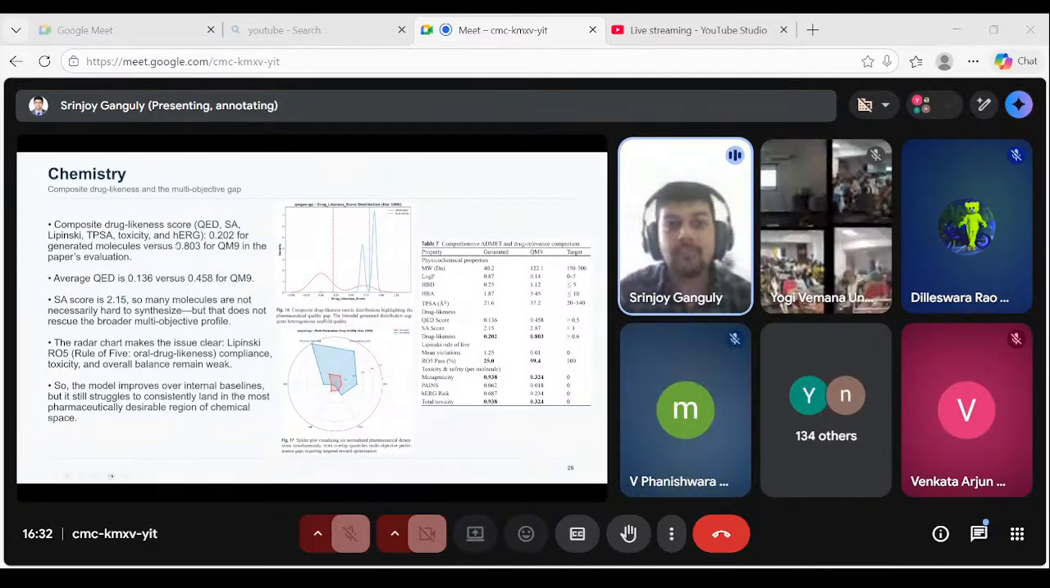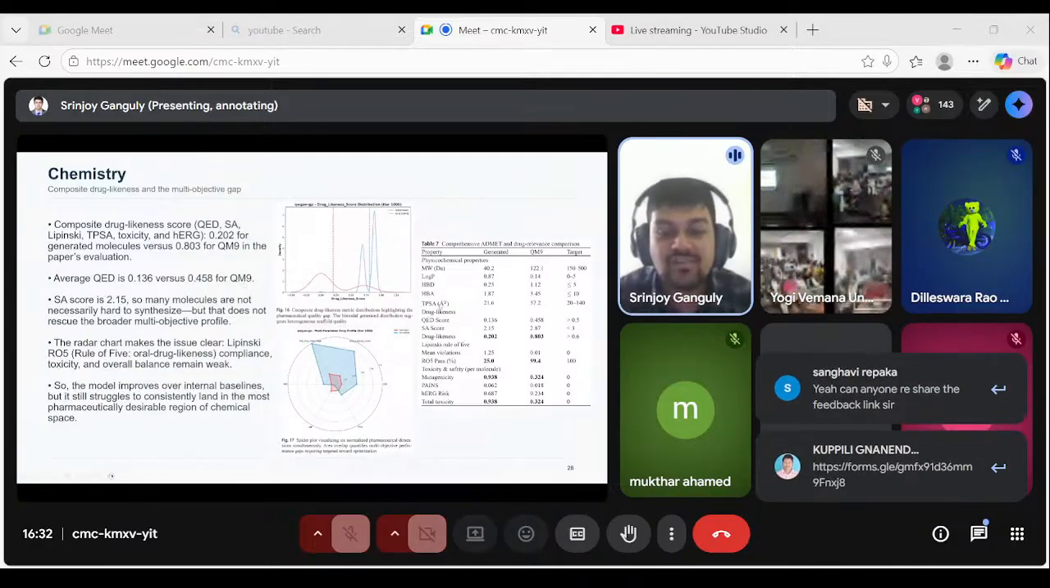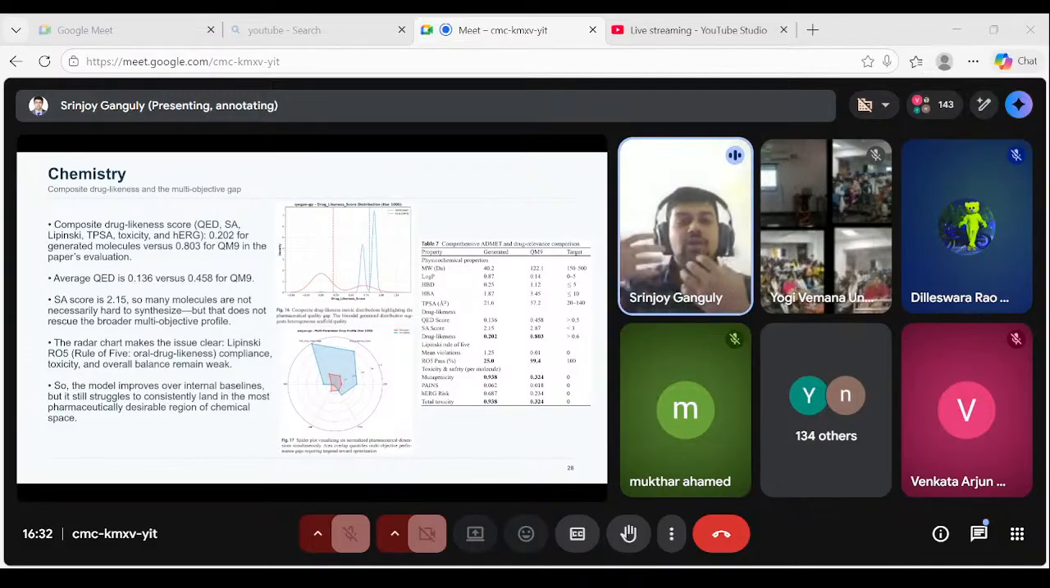But we took a composite drug likeness. So we take QED and SA. SA is synthetic accessibility. In simple words, it's whether you can make this in a lab or not. Can you make this chemical in a lab? That is SA.